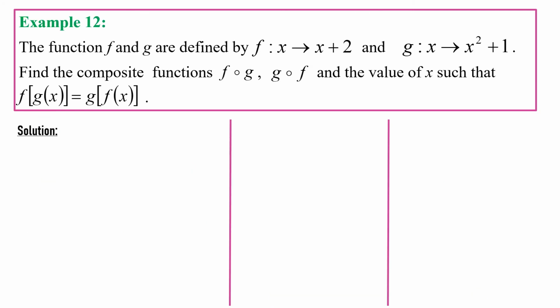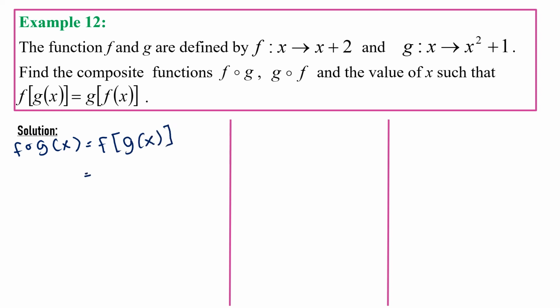So for this example, we have two functions, that is f of x equals x plus 2, and g of x equals x squared plus 1. We need to find the composite functions f of g and g of f, and the value of x such that f of g of x equals g of f of x. Okay, so first of all, we need to find the composite function f of g. Right, so f of g is f on the outside, g inside.